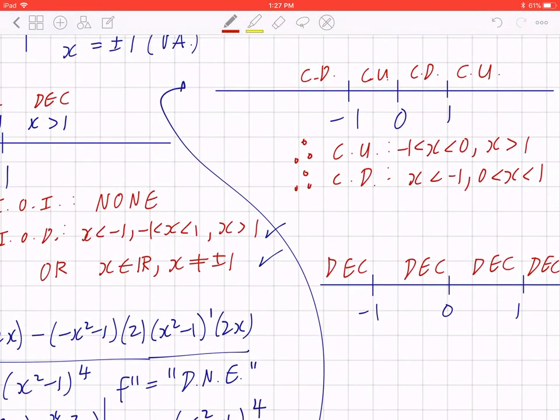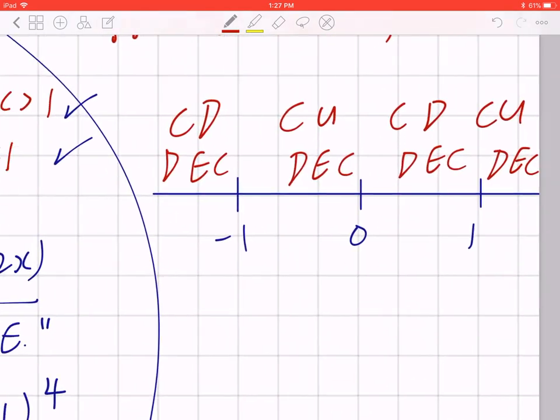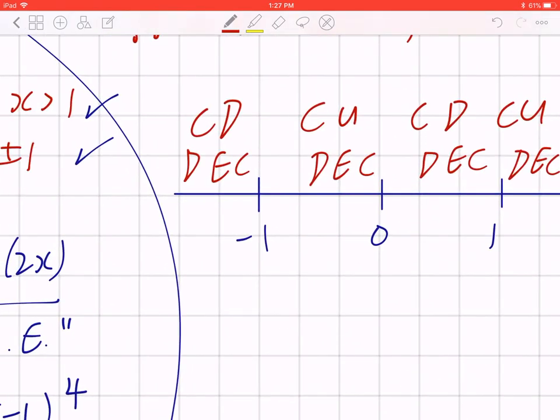Likewise, from above, we know it's going to be concave down, concave up, concave down, concave up. Again, press pause. Draw the 4 parts. When you press play again, you see the answers. Here we go. So when it's concave down decreasing, it would be like that. Concave up decreasing, concave down decreasing, concave up decreasing.